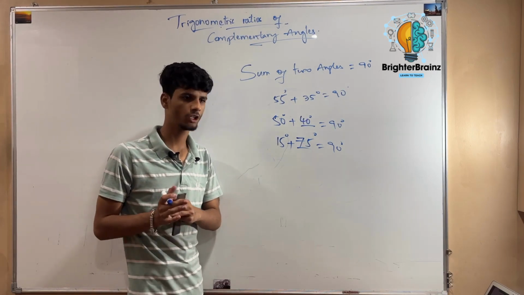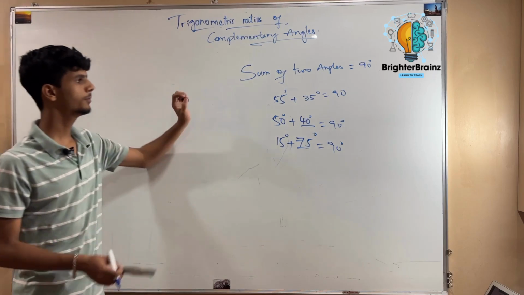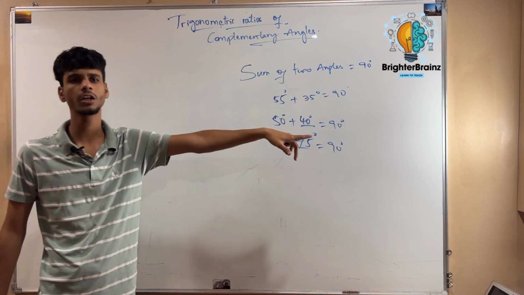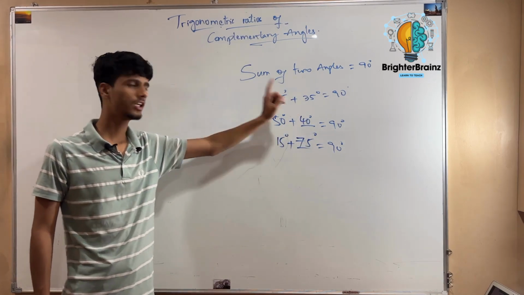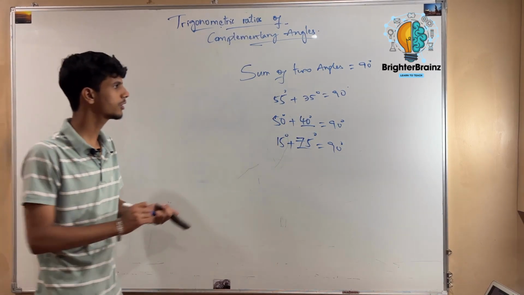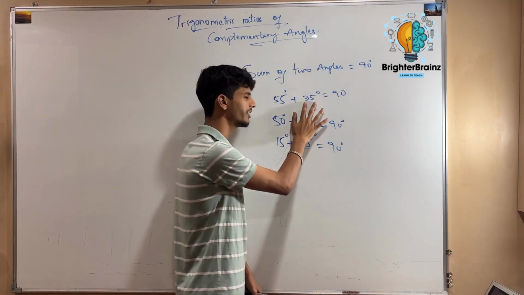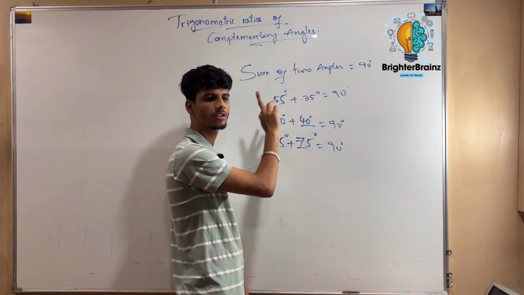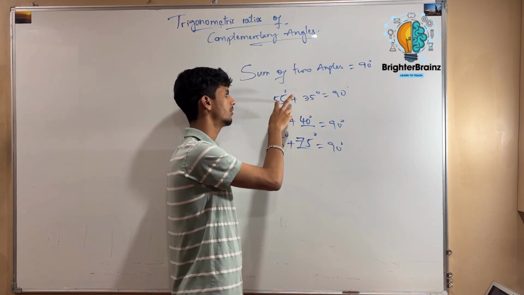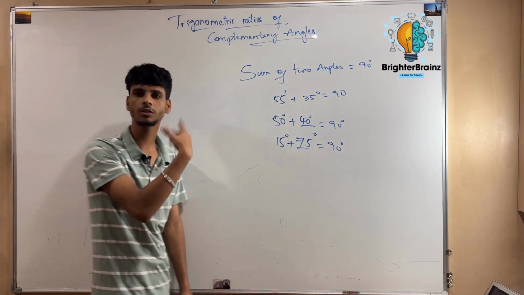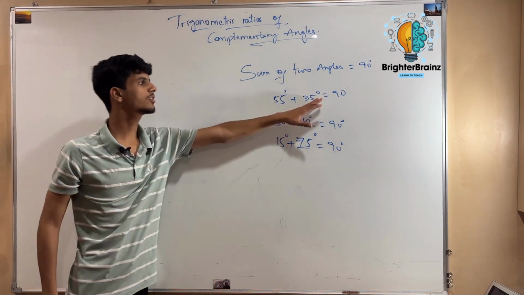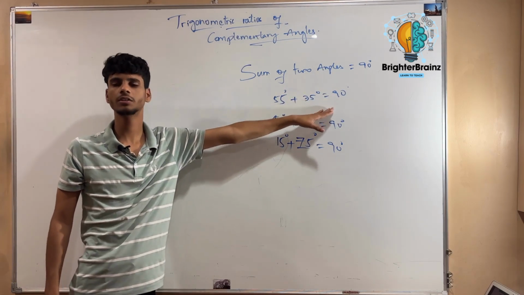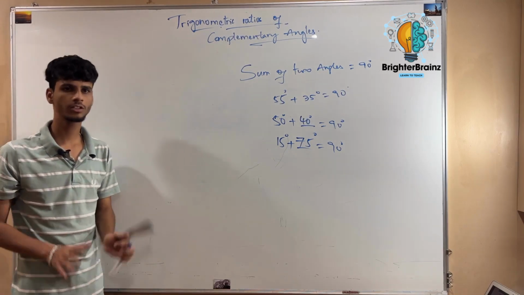Did you understand the complementary angle concept? The complementary angle is nothing but the angle which, when we add it to another angle, sums up to 90 degrees. If 35 degrees is there, what is its complementary angle? 55 degrees. So if 35 is a complementary angle for 55 degrees, then 55 will be the complementary angle for 35, vice versa.